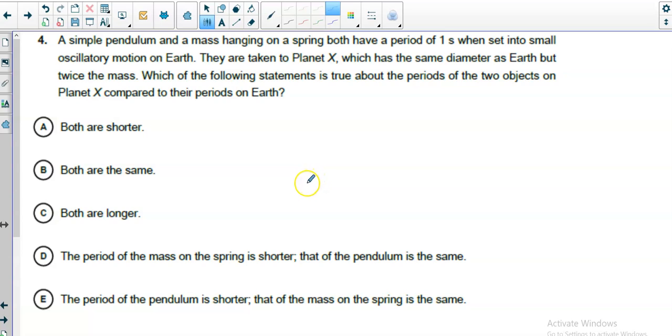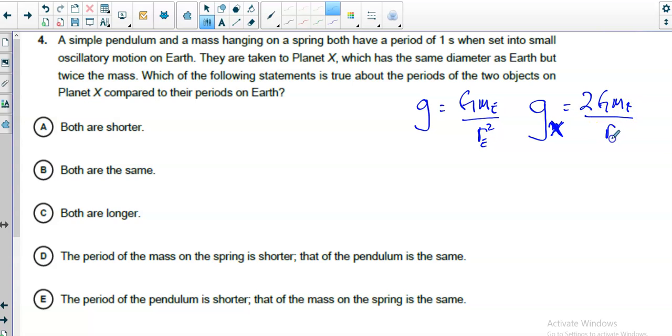That's twice the gravity then. That's G, right? G on Earth is big G, mass of Earth, divided by the radius of the Earth squared. On our new planet, planet X, the g on X is going to be 2 big G mass Earth, has the same radius of Earth. So we doubled g, went from 9.8 to 19.6.